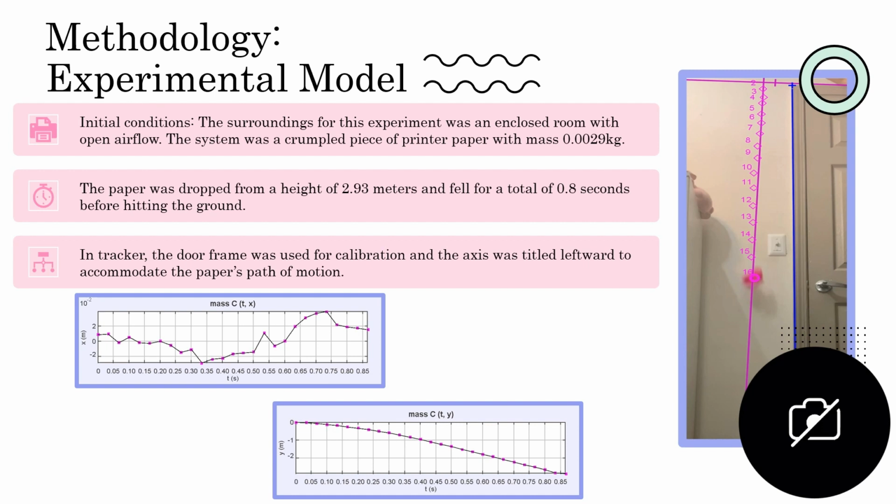After recording the video, I analyzed it using the Chalkboard application, where I calibrated the motion to the fixed door frame's height and set my axes with the origin placed at the start of the motion where t equals 0. I then tilted the axis leftwards to accommodate the observed motion's trajectory being roughly at the same angle.